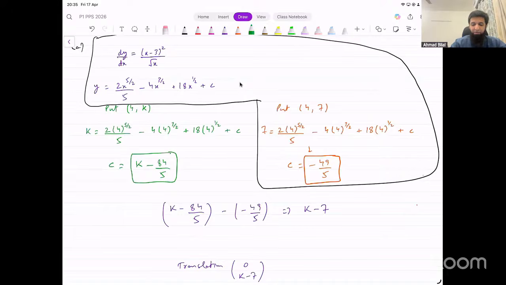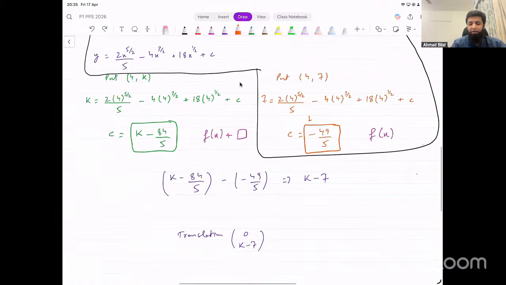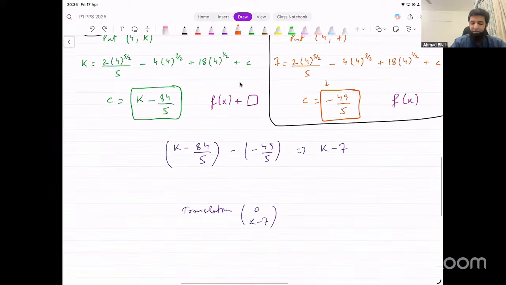The constant outside, if this was f of x, this would be f of x plus something. You're adding something outside the whole thing. How much are you adding outside? That is what we want to find out. How much would you need to add to negative 49 over 5 to get to k minus 84 over 5? Again, let's take some numbers, that makes it easier to understand.